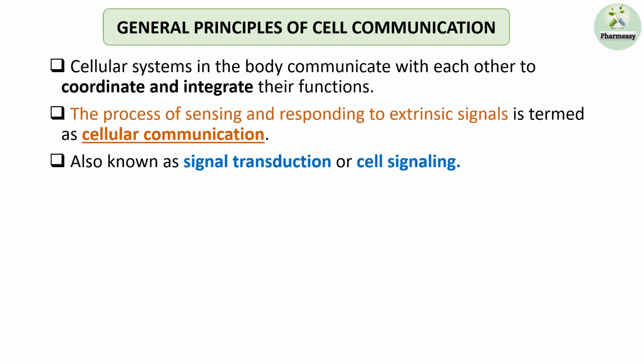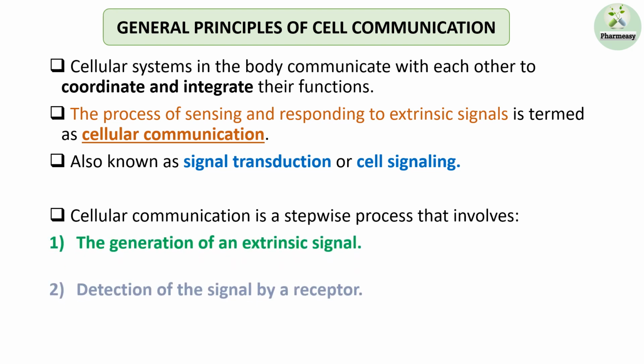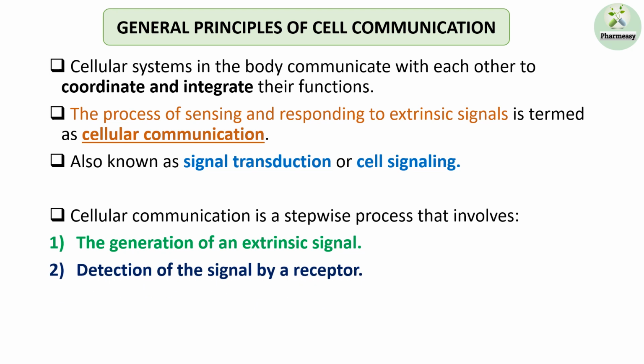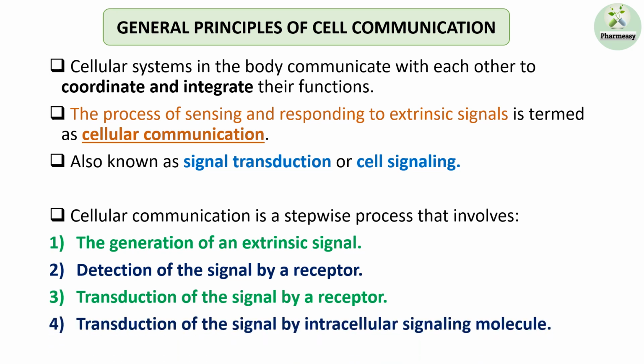For example, wound healing after injury, activation of the immune system in response to pathogens, and changes in gene expression during different developmental stages. Cellular communication is a stepwise process that involves a few steps: the generation of an extrinsic signal, detection of the signal by a receptor, transduction of the signal by a receptor, and the transduction of the signal by intracellular signaling molecules.